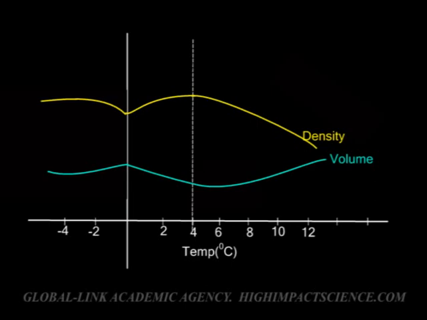Again, during cooling, water contracts with decreasing temperature up to 4 degrees Celsius. Between 4 degrees Celsius and 0 degrees Celsius, there is an abnormal expansion of water instead of the normal contraction. At the melting point of water, that is 0 degrees Celsius, there is a drastic increase in volume, resulting in a large decrease in density as the ice forms.